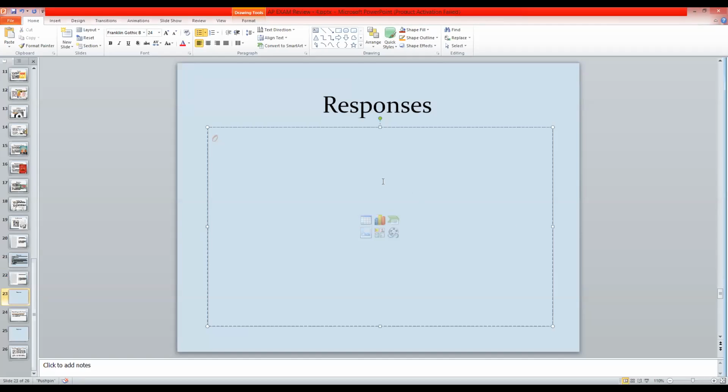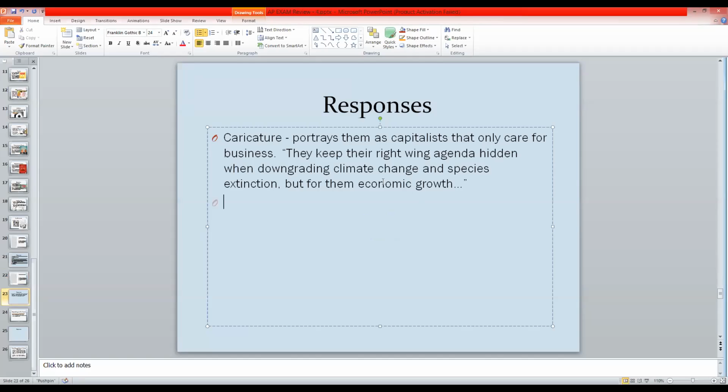So Jaron starts us off with caricature. He mentions it portrays them as capitalists, that they only care about business. They keep their right-wing agenda hidden when downplaying climate change and species extinction, but for them it's economic growth. And I think it's a good one because he even gives a specific situation that exists in the text, the portrayal of capitalists as right-wing with hidden agendas, so they're downplaying climate change, everything kind of portrayed there.